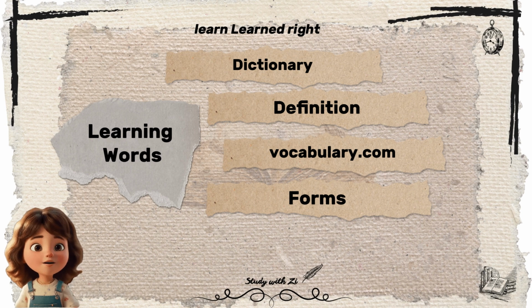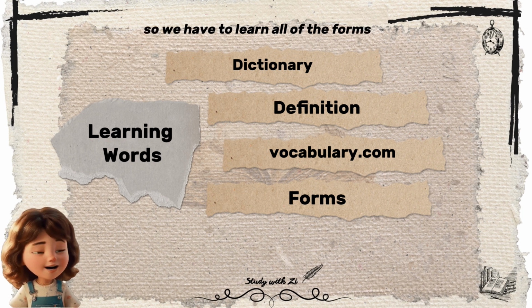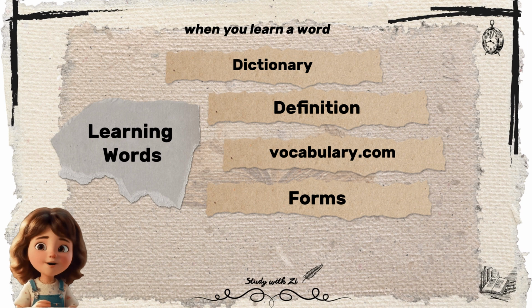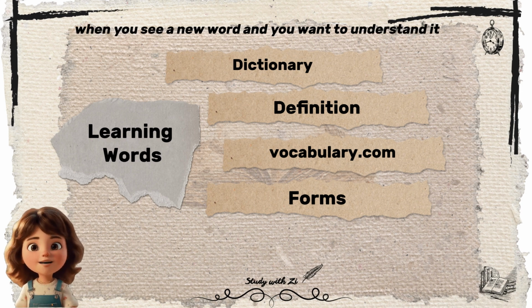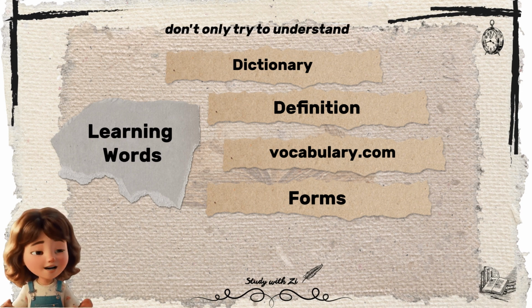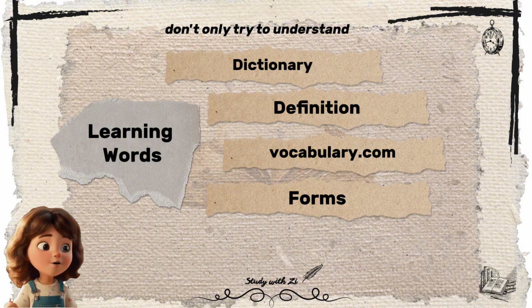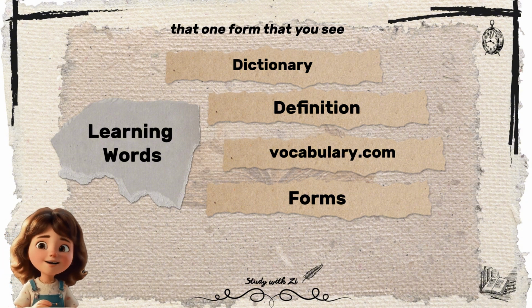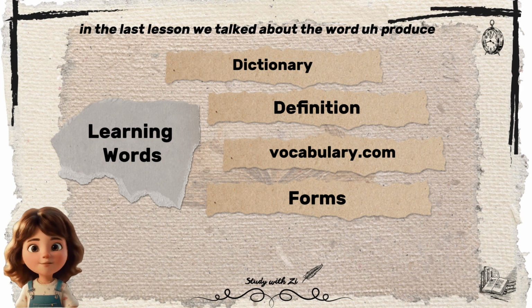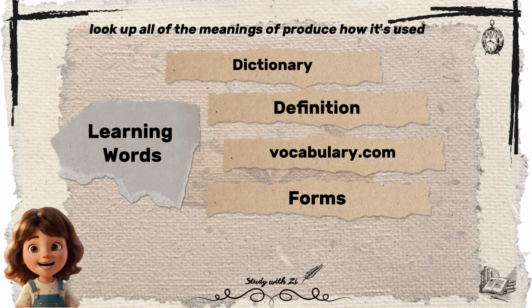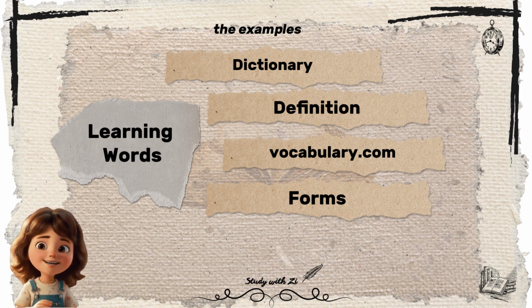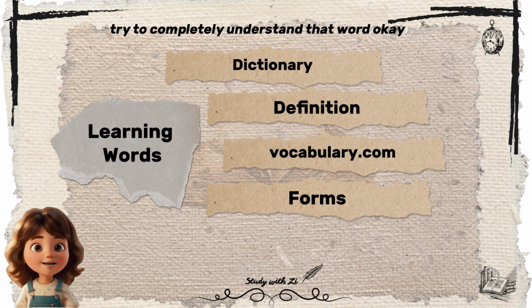Learn, learned, right? So we have to learn all of the forms. When you learn a word, when you see a new word and you want to understand it, don't only try to understand that one form that you see. In the last lesson, we talked about the word produce, right? Look up all of the meanings of produce, how it's used, the examples. Try to completely understand that word.